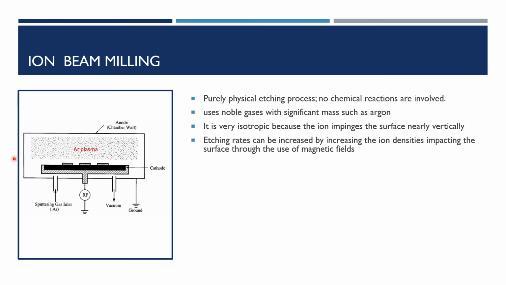Now, as seen in the diagram, the ion beam milling setup consists of a vacuum chamber. Now, a magnetic field is set up between the anode and cathode, where the anode will be the chamber wall and the cathode will be the wafer surface, or the substrate on which the wafer is kept. A sputtering gas, such as argon, having high mass, is provided.